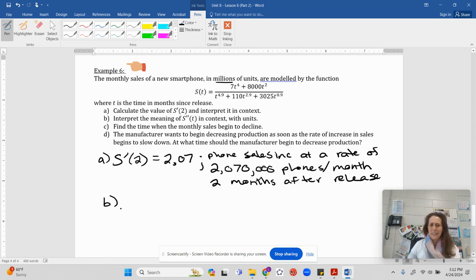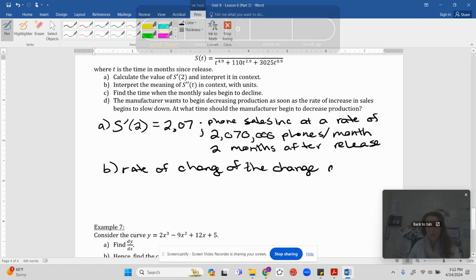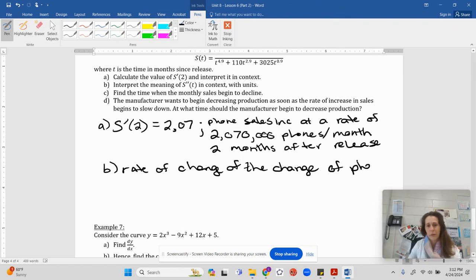And it's not a pretty interpretation. It's the rate of change of the rate of change. It's the rate of change of the change in phone sales per month. Rate of change of phone sales per month. We could say here, per month. It's really hard, I think, to understand what that means in context, but that is its interpretation.